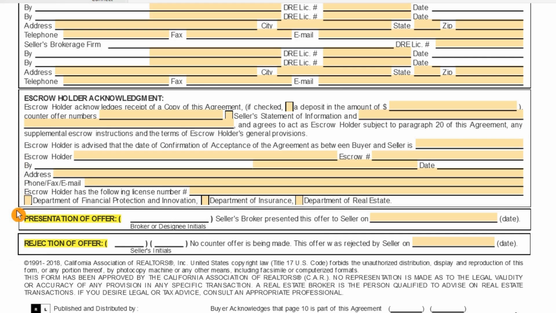The final two sections are for the presentation of offer. That's above when the buyer's agent asks for a written confirmation. This shows that the offer was presented by the seller's broker. And this section here is for the rejection of offer to be completed with the seller's initials, stating that they're not going to make a counteroffer and that the offer was rejected on such and such a date. And that brings us to the end of the residential purchase agreement.